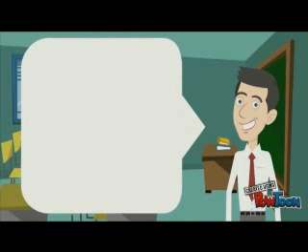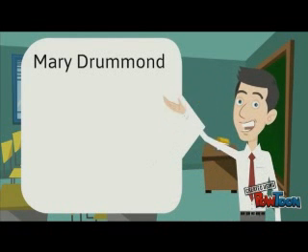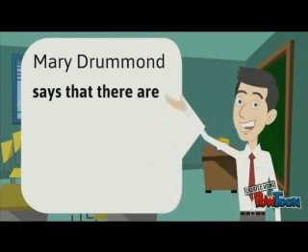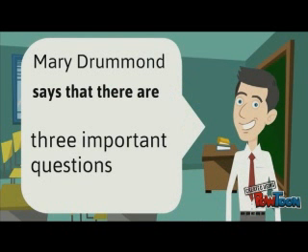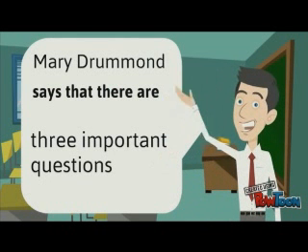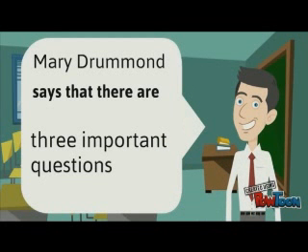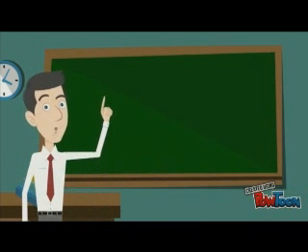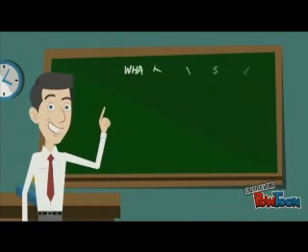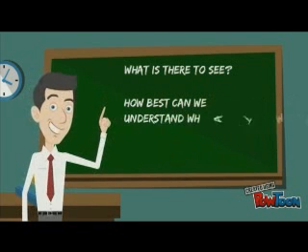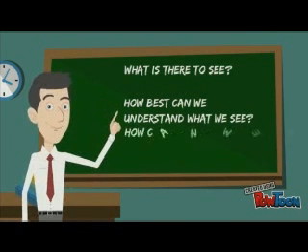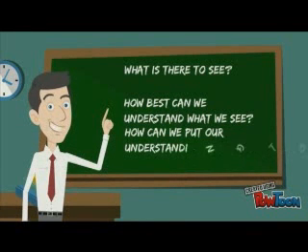How to carry out ongoing assessment. Mary Drummond says that there are three important questions which teachers need to ask themselves when they assess children's learning. Let's see which they are. Number 1. What is there to see? Which is the evidence? Number 2. How best can we understand what we see? Which is the interpretation of evidence? Number 3. How can we put our understanding to good use?